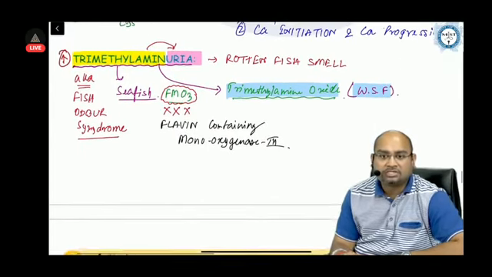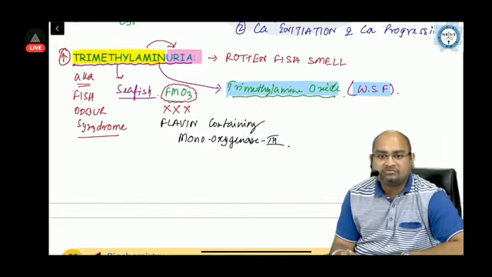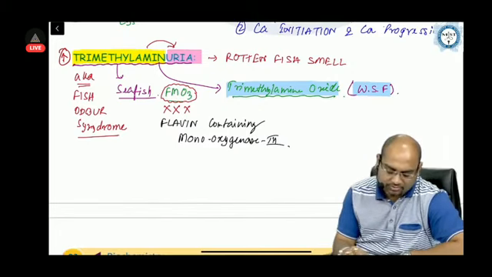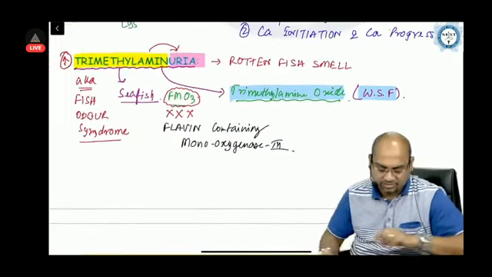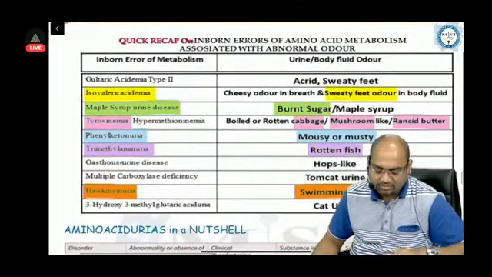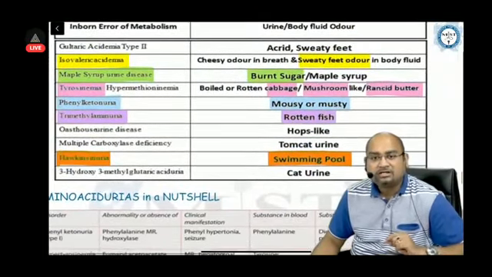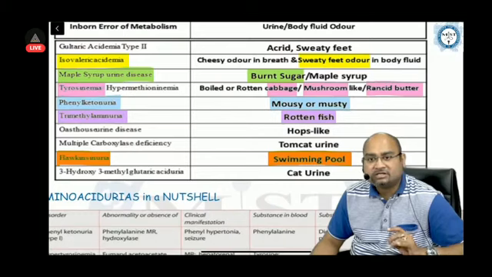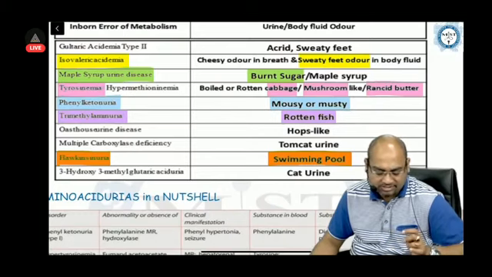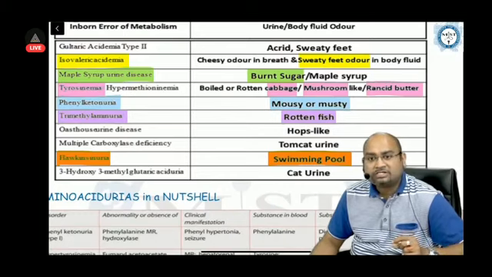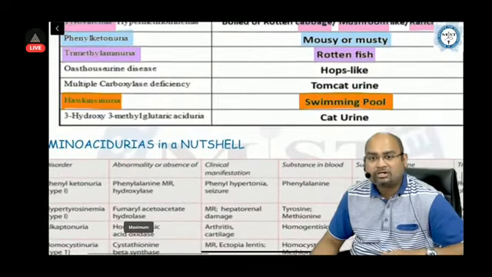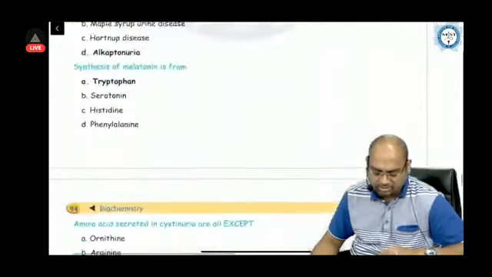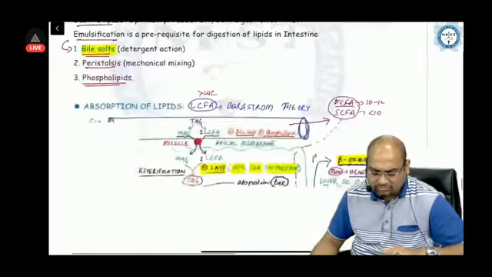Trimethylamine is also called as fish odor syndrome, due to deficiency of the enzyme FMO3. These are the 6 odors that we have, beta. Sweaty feet odor, isovaleric acidemia. Burnt sugar smell, maple syrup urine disease. Cabbage, mushroom or rancid butter smell in tyrosinemia type 1. Mousy musty odor, phenylketonuria. Rotten fish smell, trimethylamine. Swimming pool odor, Hawkinsinuria. These are the most common questions that we have to target, beta.